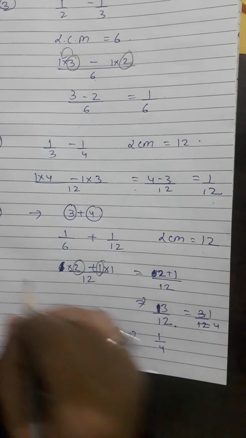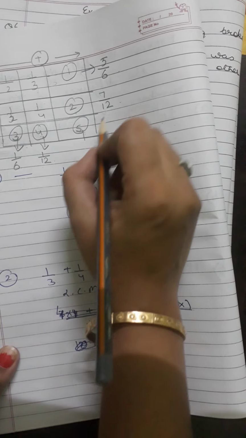So what will come in the last box? That is the fifth one. It is 1 by 4.